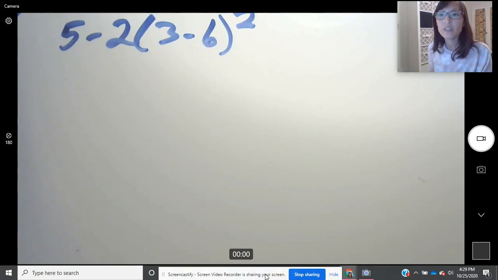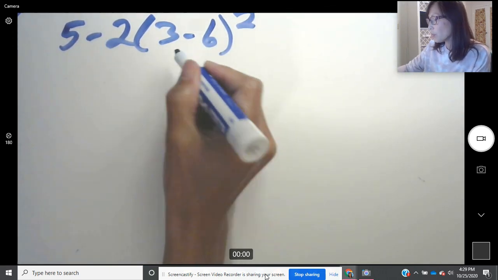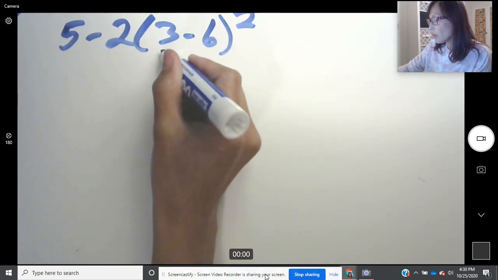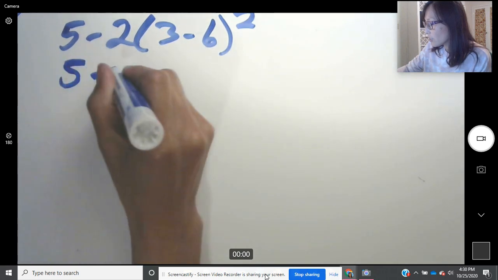Now that we've learned order of operations and following GEMDAS, we're going to look at more complex problems that include exponents and fractions. Let's take a look at the first one: 5 minus 2 times the group 3 minus 6, all of that squared. So we're going to simplify what's inside the parentheses first.